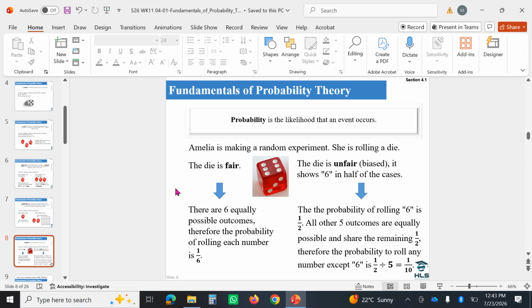Probability is the likelihood that an event occurs. Okay? It's just basically the percentage, the likelihood, how likely is an event to happen. Is there a 90% chance? That's pretty good. Or is there a 10% chance? Not so good. Okay? Is there a 100% chance that an event will happen? Or is there a 0% chance that an event will happen?